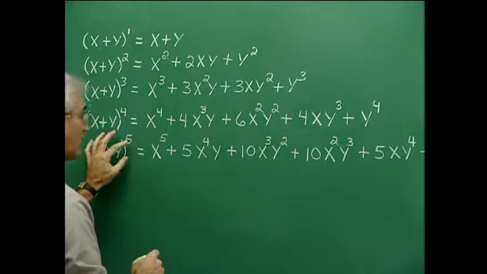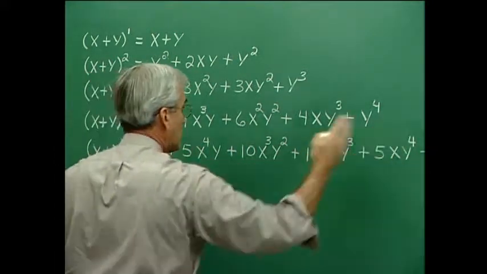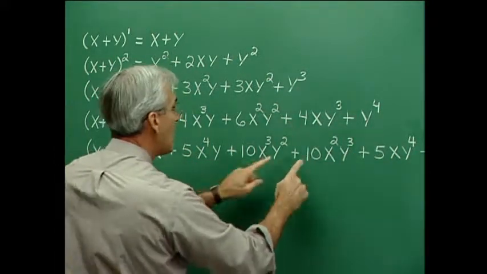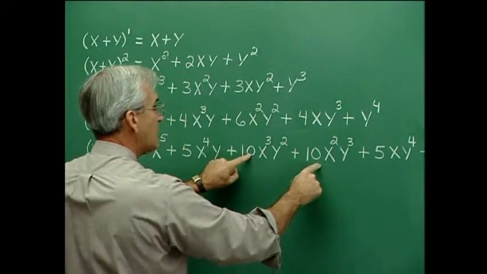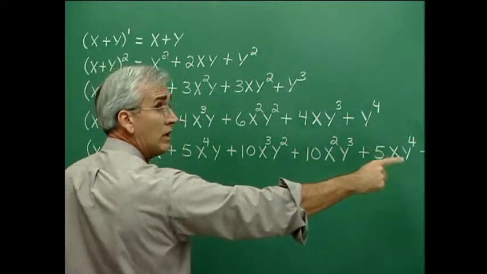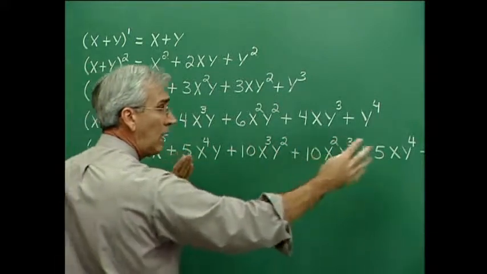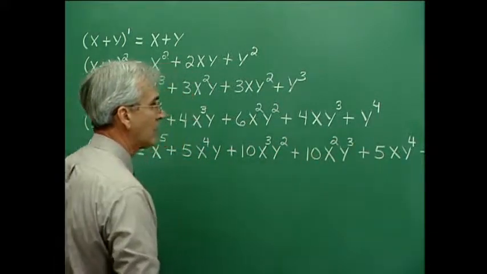And then in the 5th degree expansion we have 6 terms. Here's the middle of that pattern, and going out from the middle we have 10's, and then 5's, and then 1's. So we have a symmetric quality involved with those coefficients.